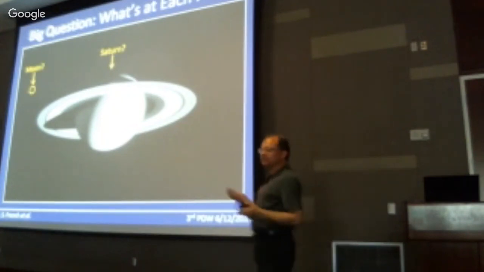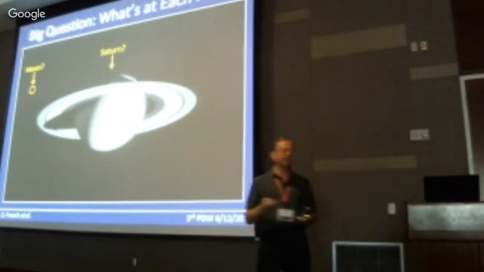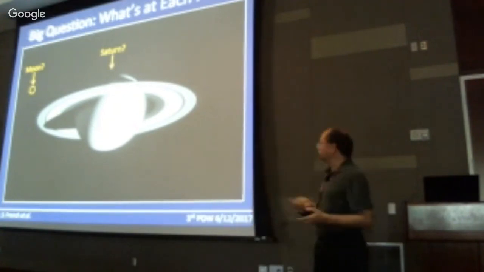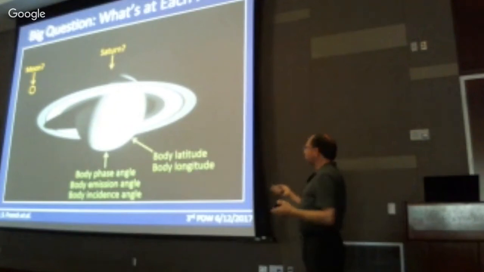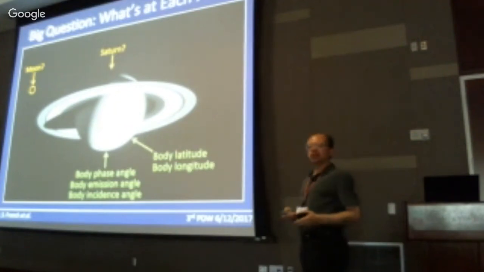Is that a moon? Is that a star? Is that Saturn? You may wonder things about the body. For example, you might want to know the illumination, the viewing geometry. You might want to know the latitude and longitude on the body and various coordinate systems, planetocentric, planetographic, whatever.